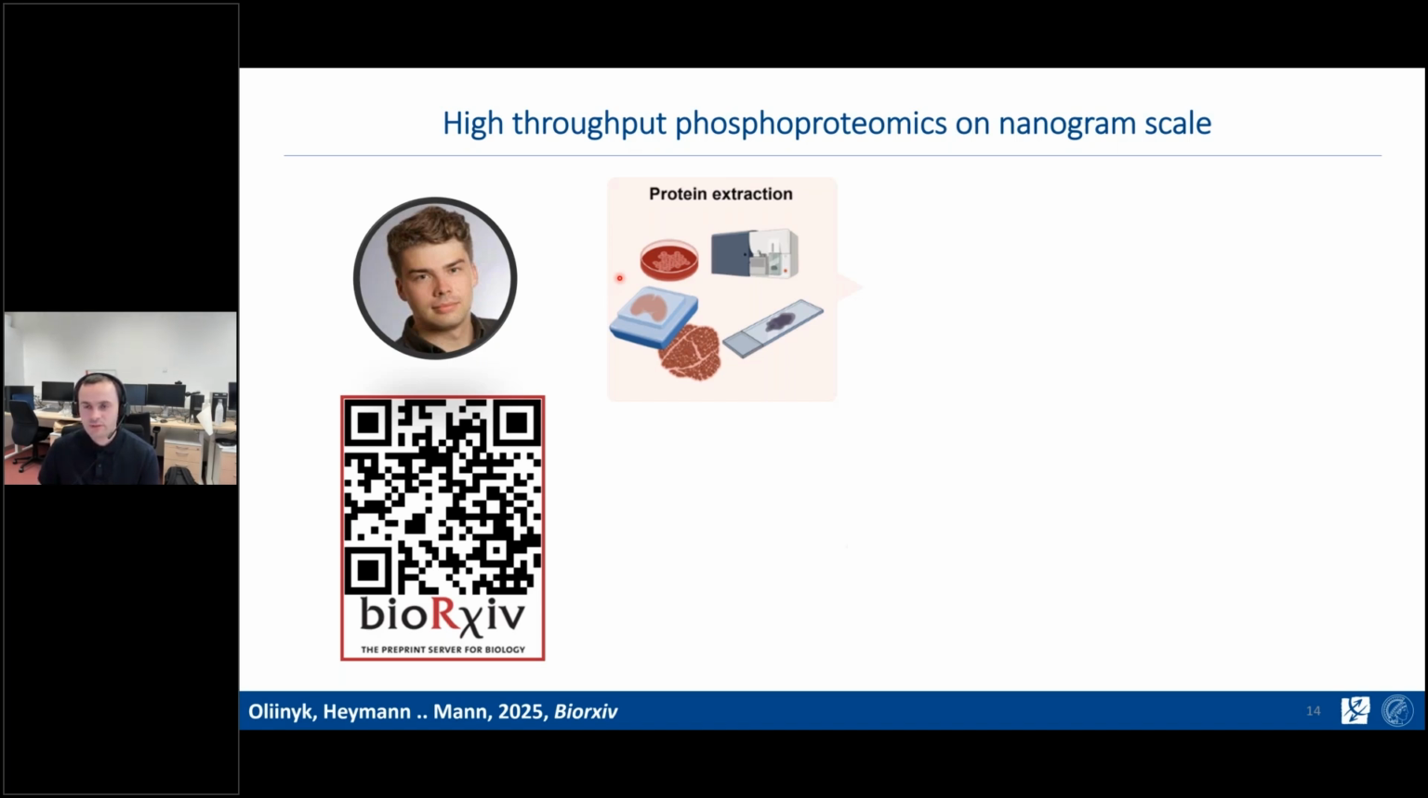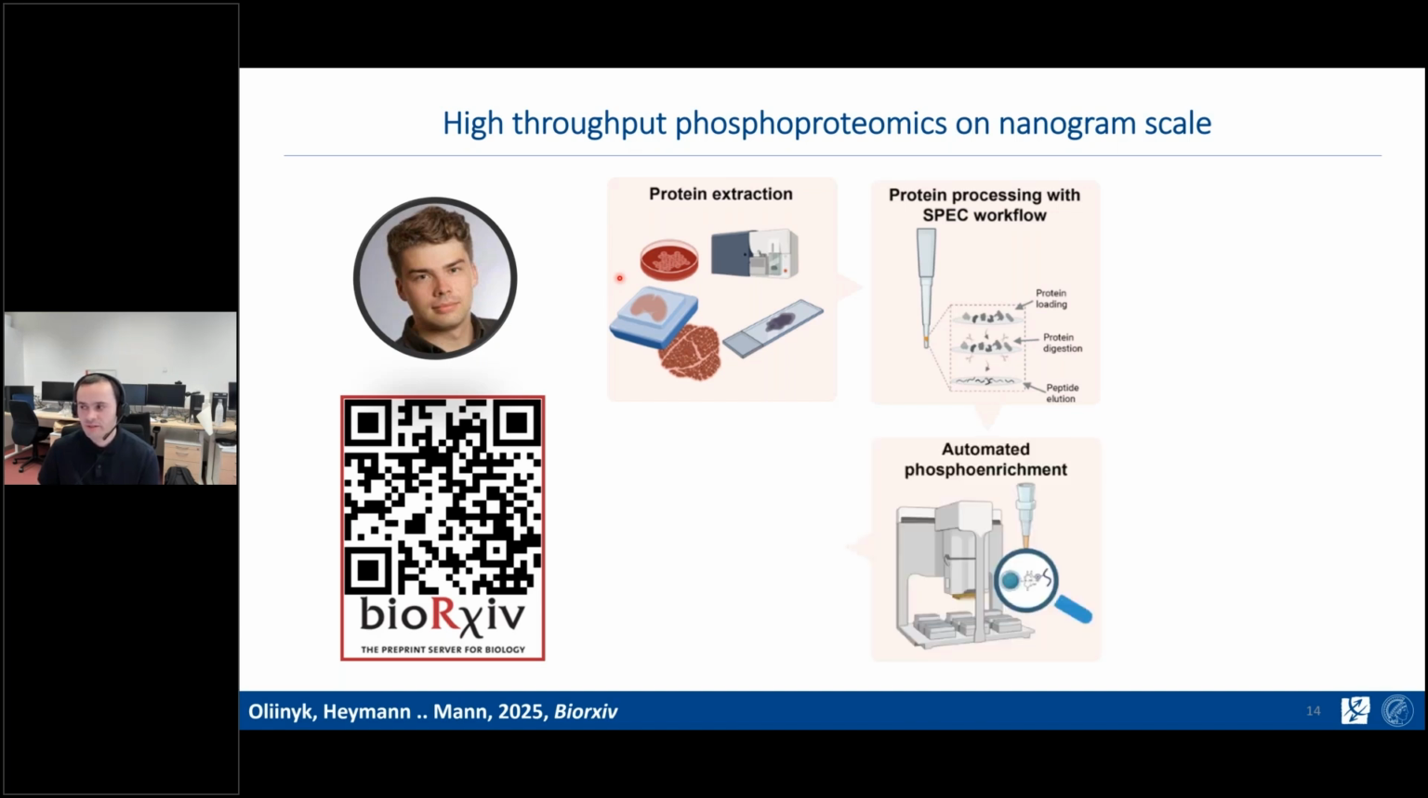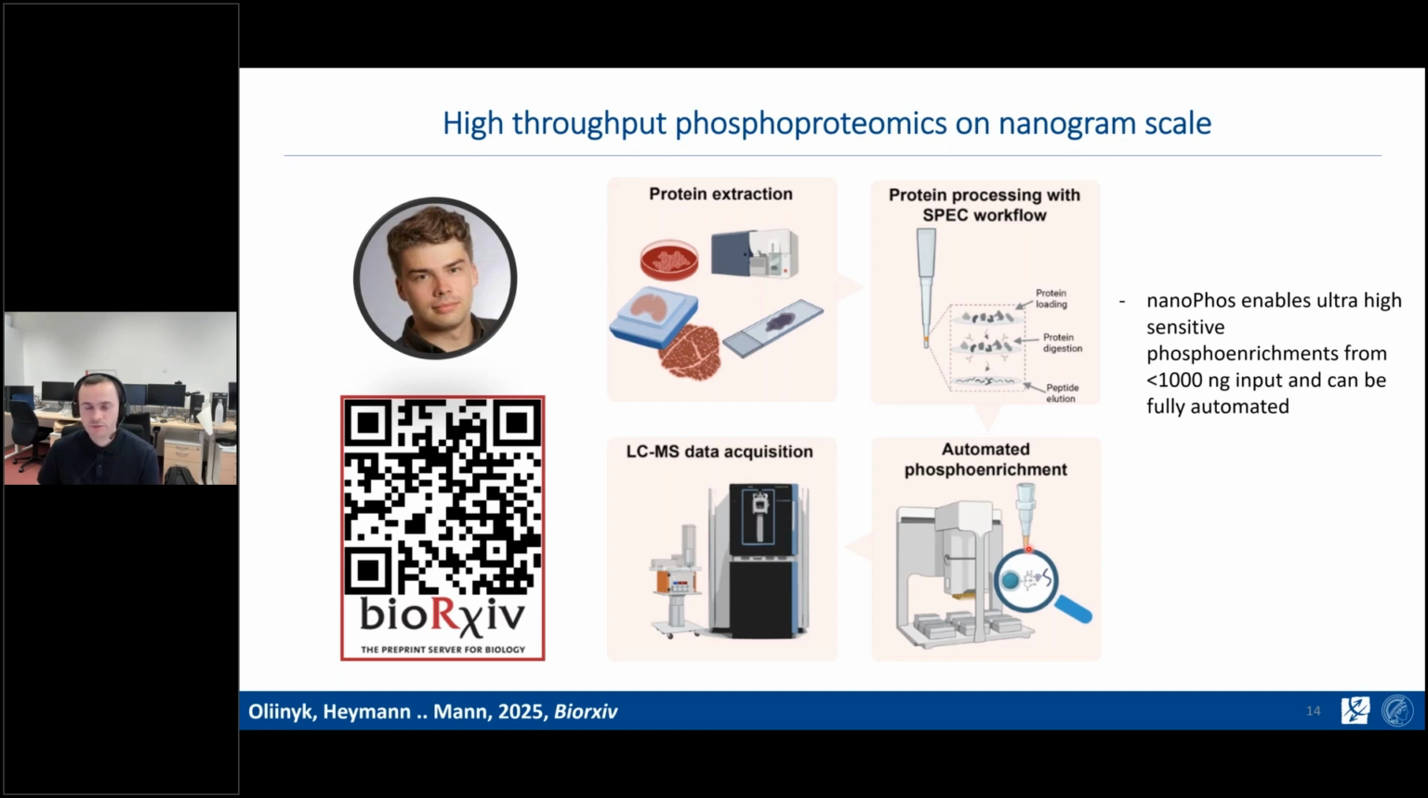So basically it's using now, instead of the microphos protocol that is digesting in 96 well plates, the spec workflow to prepare these samples and combining it with an automated phosphopeptide enrichment on the Agilent Bravo assay map. And then acquire on the Orbitrap Astral Zoom. And yeah, this works very well even for very small amounts below 1 microgram. So up to 10 nanograms, we still get a fairly decent, up to 10,000 phosphosites even for an experiment.